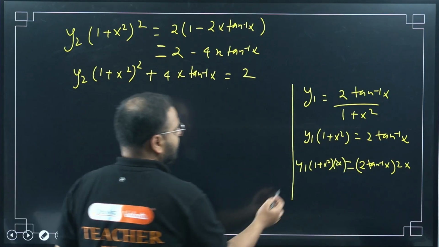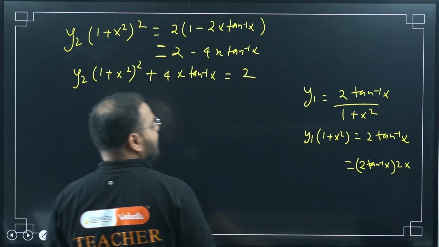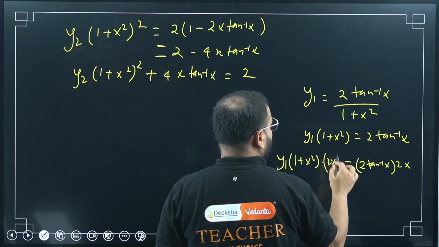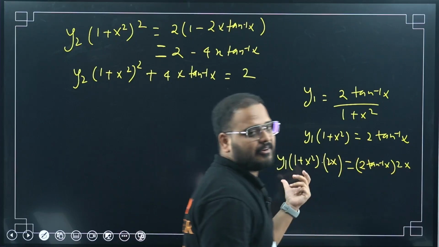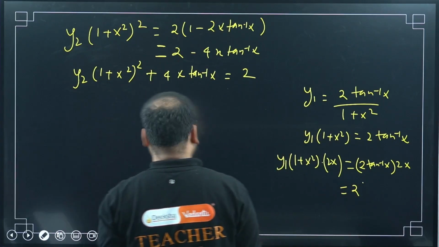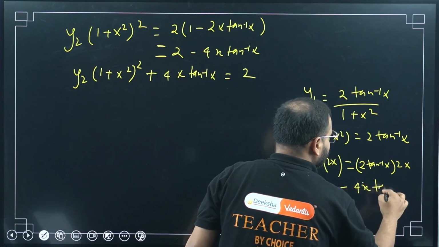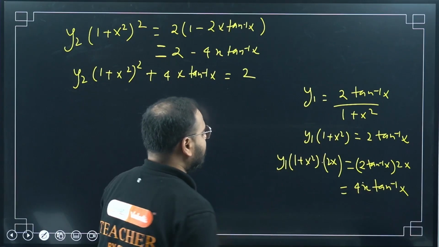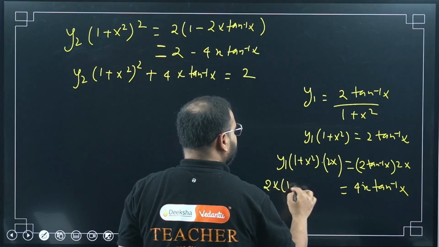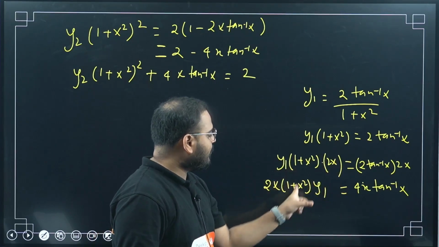Not visible, let me write it a little bigger and more visible. So I'm trying to modify this equation in the given condition that they're asking. So let's write it here. y1 times 1 plus x square times 2x. I'm multiplying 2x on both sides. Why? You'll see. What will this become? This will become 4x tan inverse of x. And what will this become? Please check here. This will become 2x times 1 plus x square times y1.